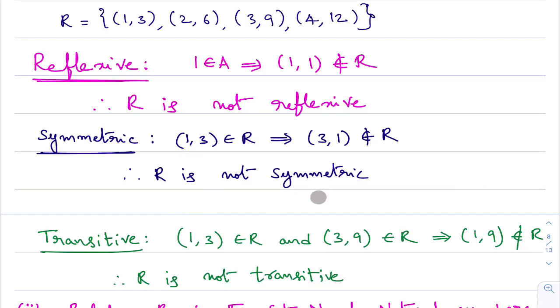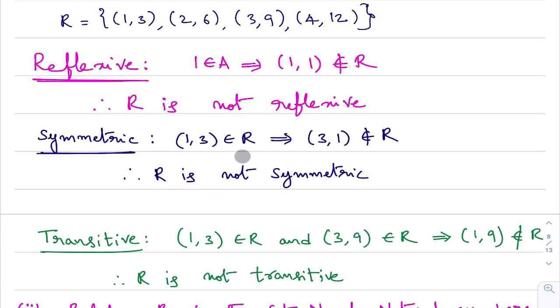Listen carefully. (1, 3) is there. Suppose (3, 1) is present here. Can we say this relation is symmetric? No. You need to check for every ordered pair. First you took this one and checked for (3, 1); it is there. Okay. Next you go for ordered pair (2, 6). You need to check whether (6, 2) is there or not. Like that, for every ordered pair in this relation, you need to check whether (b, a) exists or not. I hope you are understanding. That's why I am saying when it is not symmetric, writing the answer is very easy. When it is symmetric, writing the answer is not that easy, right?